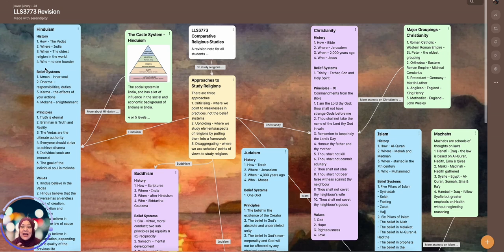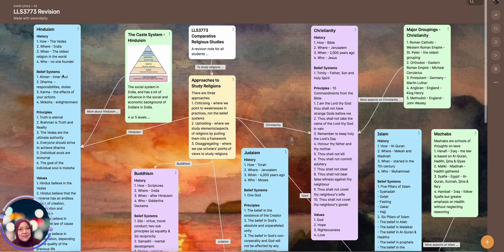We talk about how the Vedas are a collection of scriptures or good practices. And then we have the where, which is India. And then we have the when, that is the oldest religion in the world. And then we have the who, no one single founder. So ladies and gentlemen, this is the history of Hinduism.